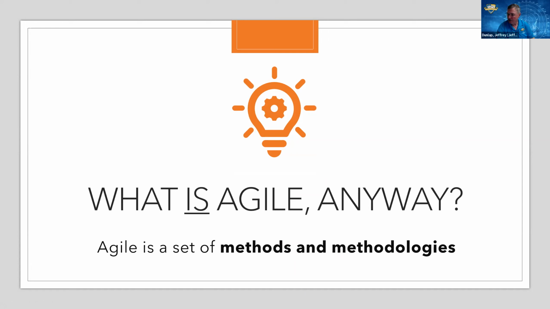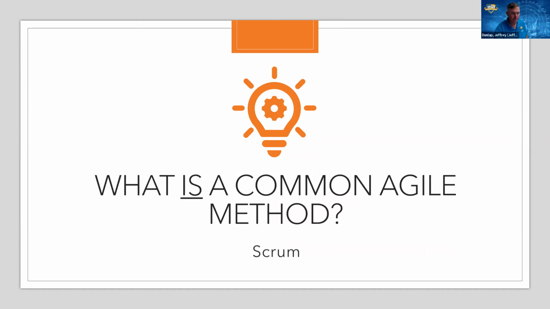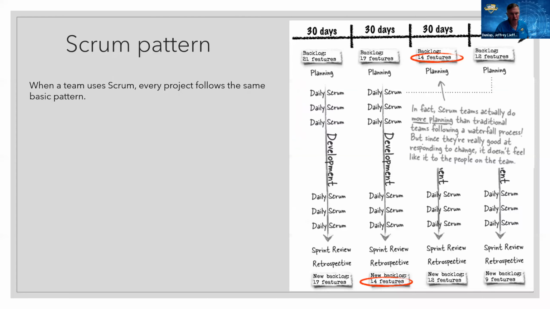And like I mentioned, it's based on lean principles. So let's talk about it. I'm going to talk about Scrum. There's other agile methodologies, but Scrum is the most common software methodology. So I'll show you the pattern of agile and sort of how it works.